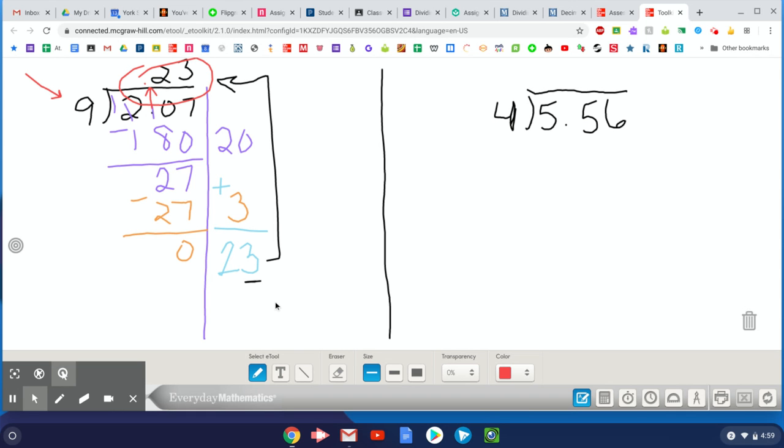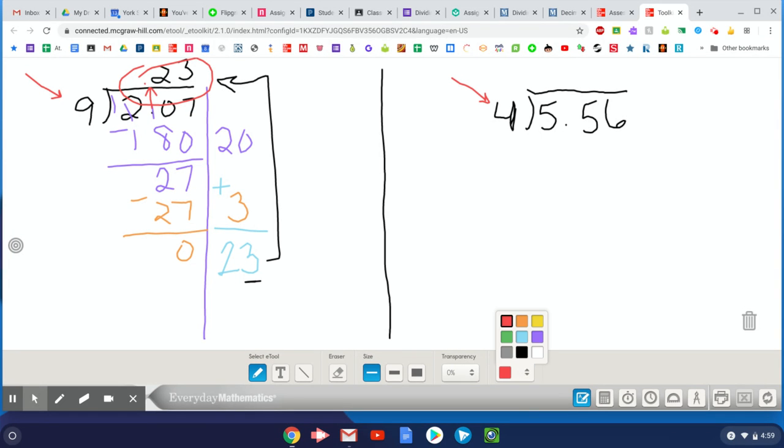Okay, let's do the next problem. Again, check it out. All of today's problems are like this. This is why I'm doing a new lesson. The divisor is already a whole number. We don't have to move any decimals. We can just pretend like the dividend is a whole number, 556 in this case, and we will divide.